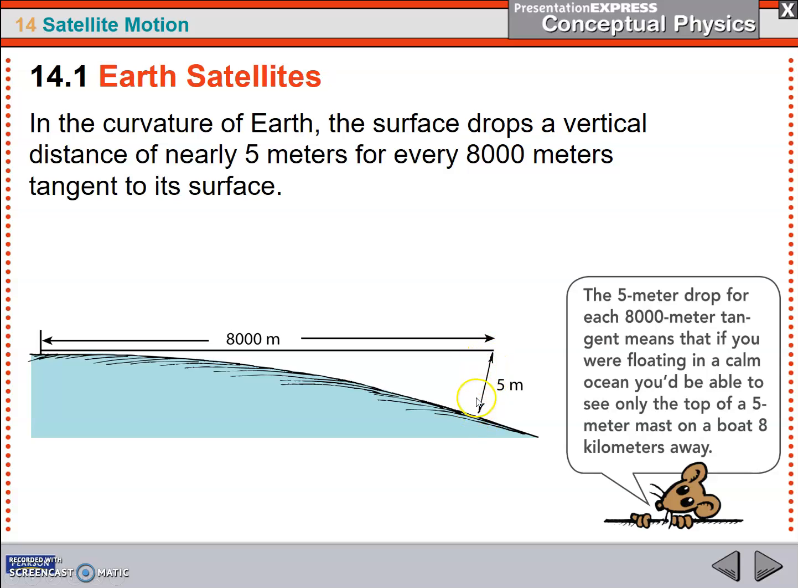Now, how do I know this is true? Well, I've seen it. Yes, you can see this. Where can you be standing on the Earth where you can see 8,000 meters, which is almost 4 miles, and the Earth is perfectly flat? Well, reasonably flat, on the ocean.